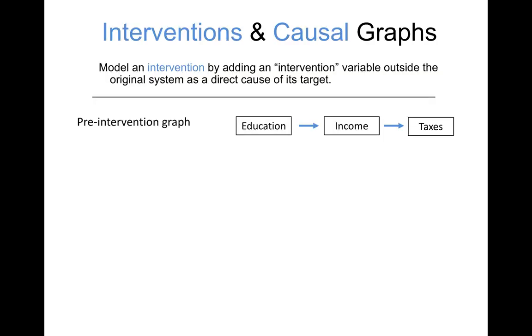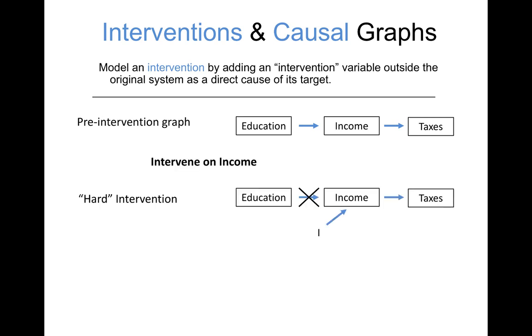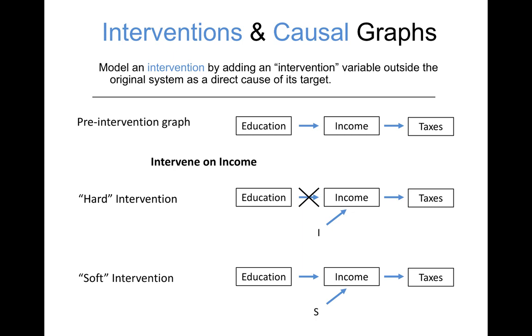So to review, we model an intervention by adding a new variable outside the original graph and add a directed edge from that variable into the target of the intervention. If it's a hard intervention, then we eliminate all the edges from the original graph that point into the target. And if it's a soft intervention, we leave those edges intact. We always leave all the other edges, such as those coming out of the target of the intervention, intact.